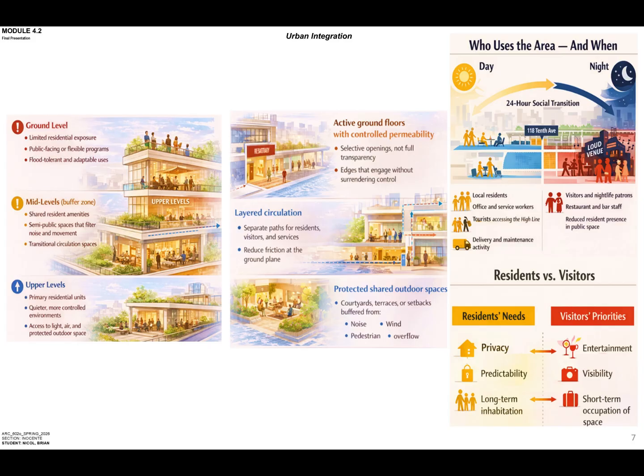Next, we take a look at the urban integration, and we created some of these diagrams about who's going to be using the site in the areas and how these different levels are going to act as a public versus private zone. The ground level is going to be used mostly for public. Where we get into the mid-levels, it'll be mixed, and then the higher you go is going to be more privacy for the long-term residents.